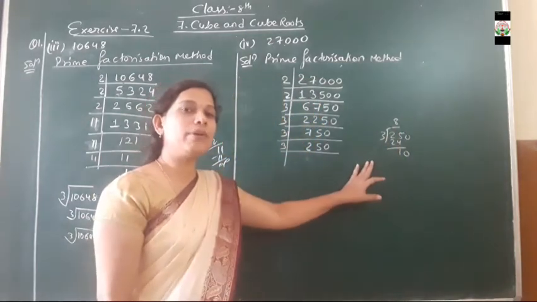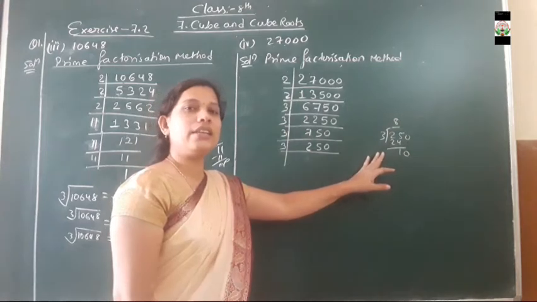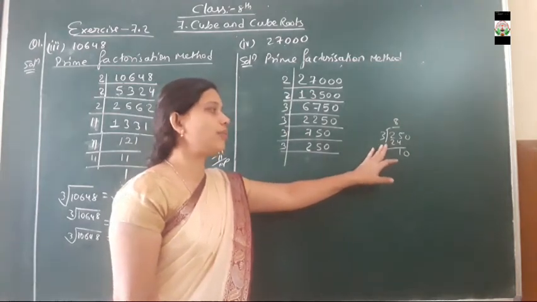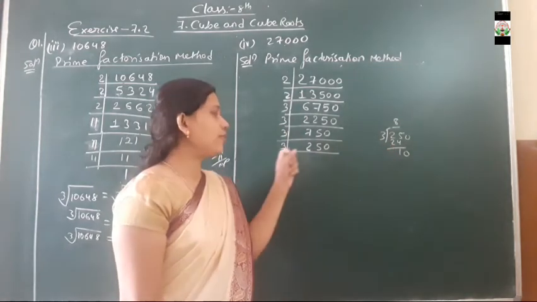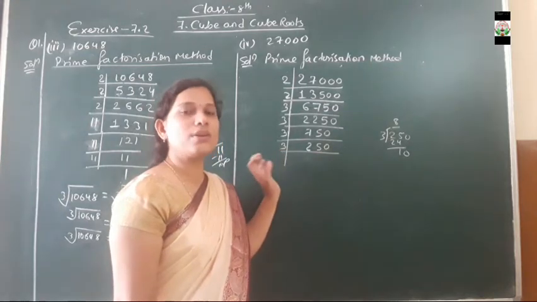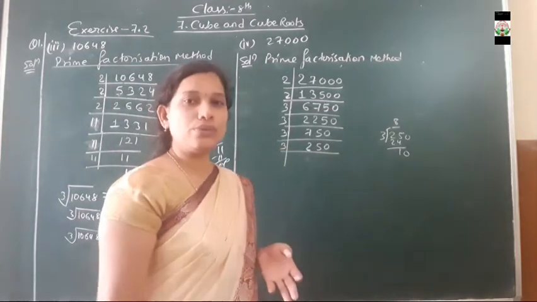10 आता है 3 के टेबल में? नहीं आता है. इसका 10 अगर 3 के टेबल में नहीं आता है, मतलब ये जो नंबर है 250 वो डिविजिबल बाई 3 नहीं है. It does not come in the table of 3. So we are going to change the number.